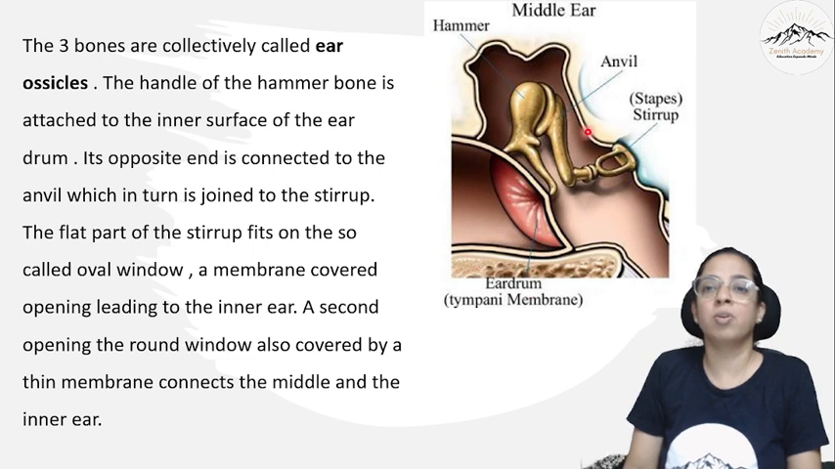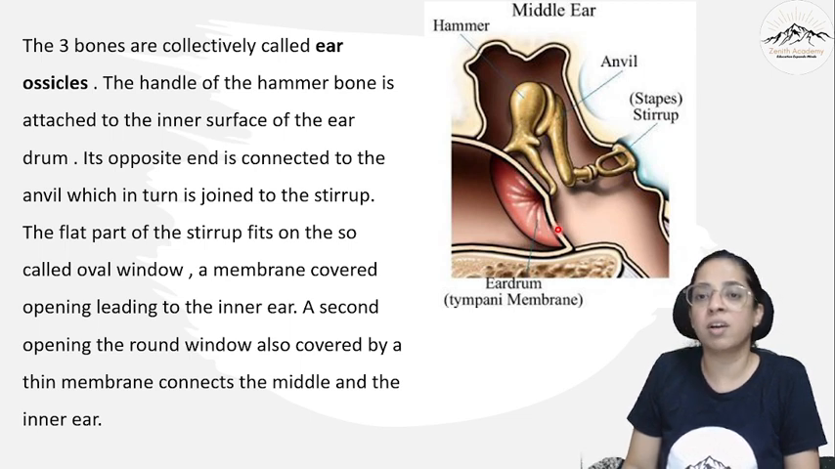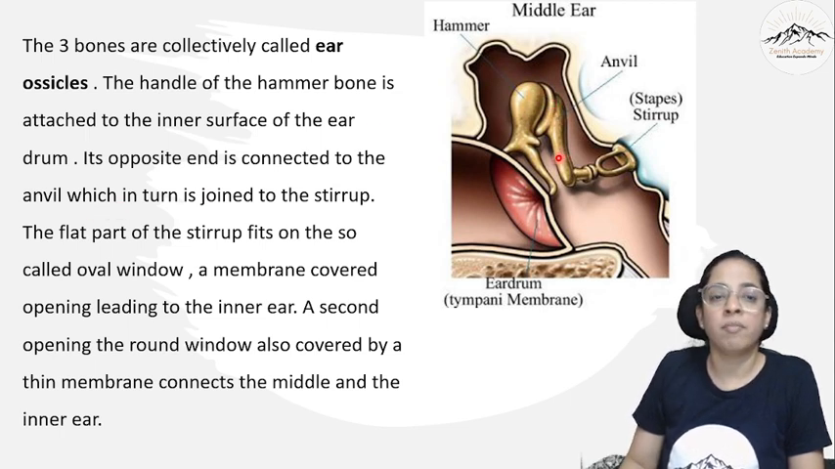So now let's talk about the middle ear in detail. The three bones are collectively called as ear ossicles. The handle of the hammer bone is attached to the inner surface of the eardrum. Can you see here? The handle of the hammer bone is attached to the inner surface of the eardrum. This handle is attached. Okay. Its opposite end is connected to the anvil. Its opposite end is connected to this anvil. Okay. Which in turn is joined to the stirrup. This is joined to the stirrup.